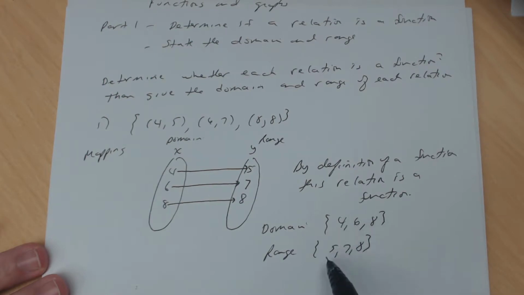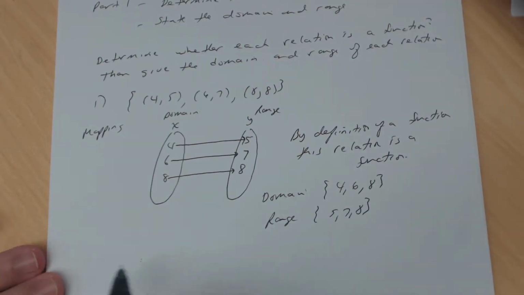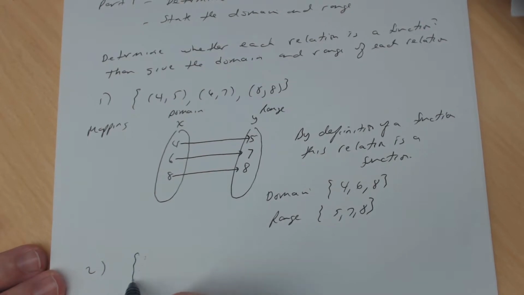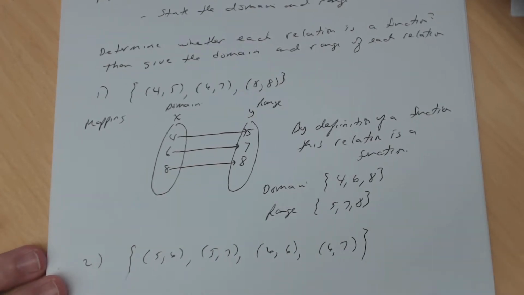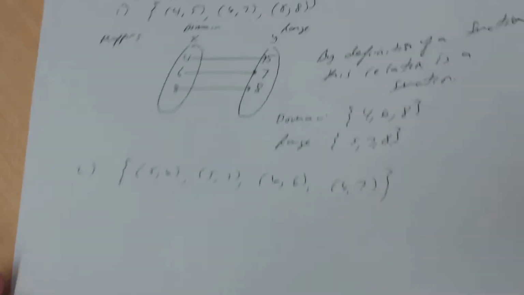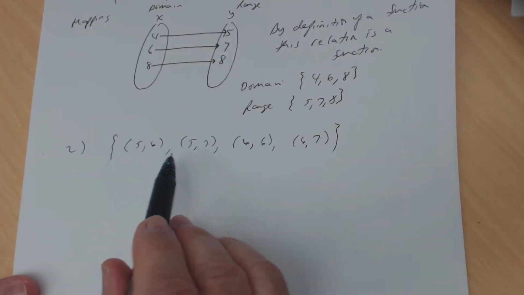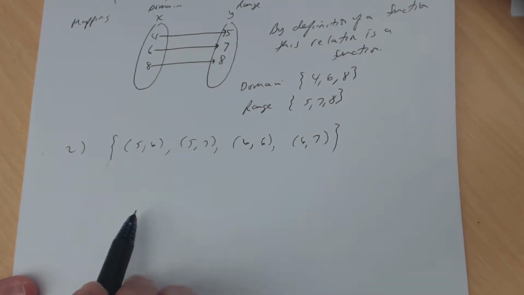Now, of course, the number of elements here don't always have to match up with the number of elements here. The number of elements could be different in either case. All right, number 2. Suppose you had this mapping. This relation: (5, 6), (5, 7), (6, 6), and (6, 7). So this relation consists of 4 ordered pairs.